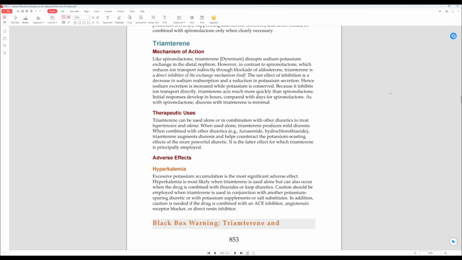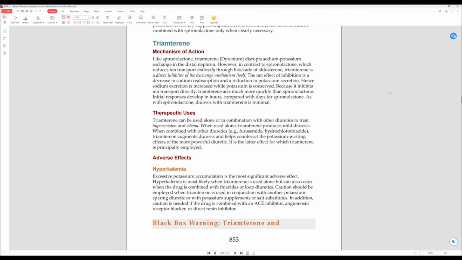Your triamterene, its mechanism of action. Like Aldactone, triamterene disrupts sodium-potassium exchange in the distal nephron. However, in contrast to Aldactone, which reduces ion transport indirectly through the blockade of aldosterone, triamterene is a direct inhibitor of the exchange mechanism by itself. The net effect of inhibition is a decrease in sodium reabsorption and a reduction in potassium secretion. Therefore, sodium excretion is increased while potassium is conserved.